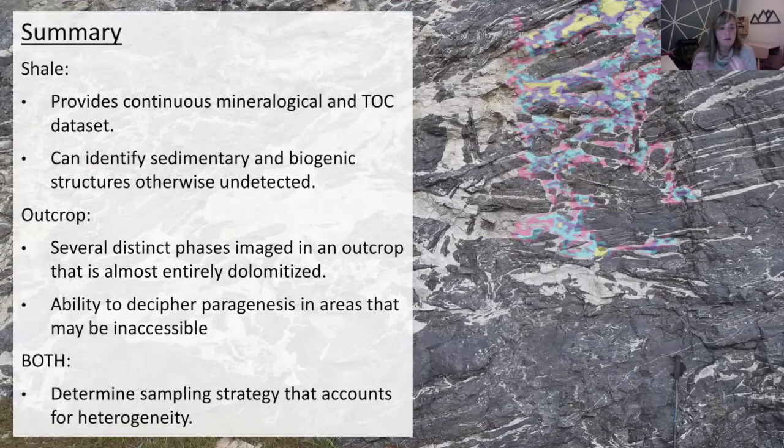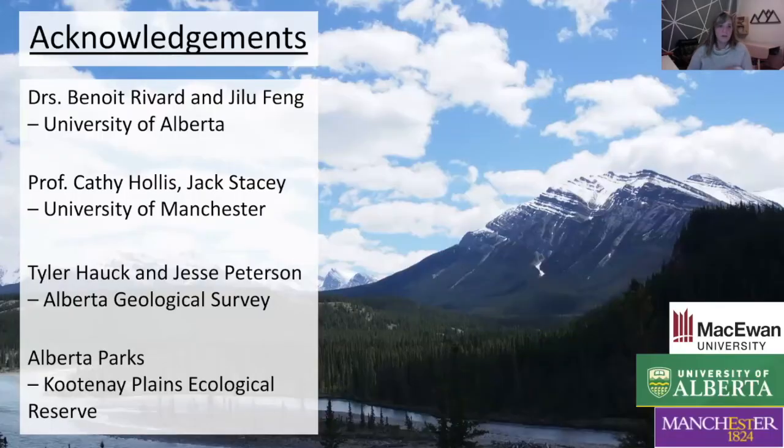In both cases, I think the final thing I want to stress is that hyperspectral imagery, if you have access to it, is extremely helpful in determining a sampling strategy. It's not often that we get to spend long periods of time in the field or at the core lab. And if you're able to use any kind of portable imager, then you can use that to develop a sampling strategy that will capture the heterogeneity in something like a shale that looks very monotonous, or in an outcrop that is entirely dolomite, in the case that we were doing on the cathedral.